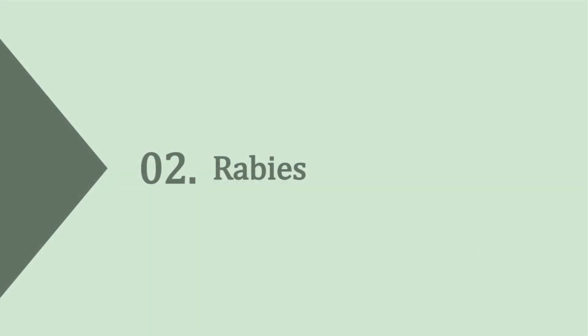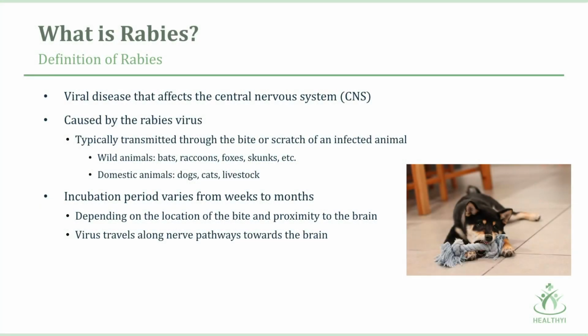Next, we're going to talk about rabies. Rabies is a viral disease that affects the central nervous system, or CNS. It is caused by the rabies virus and is usually transmitted by the bite or scratch of an infected animal.